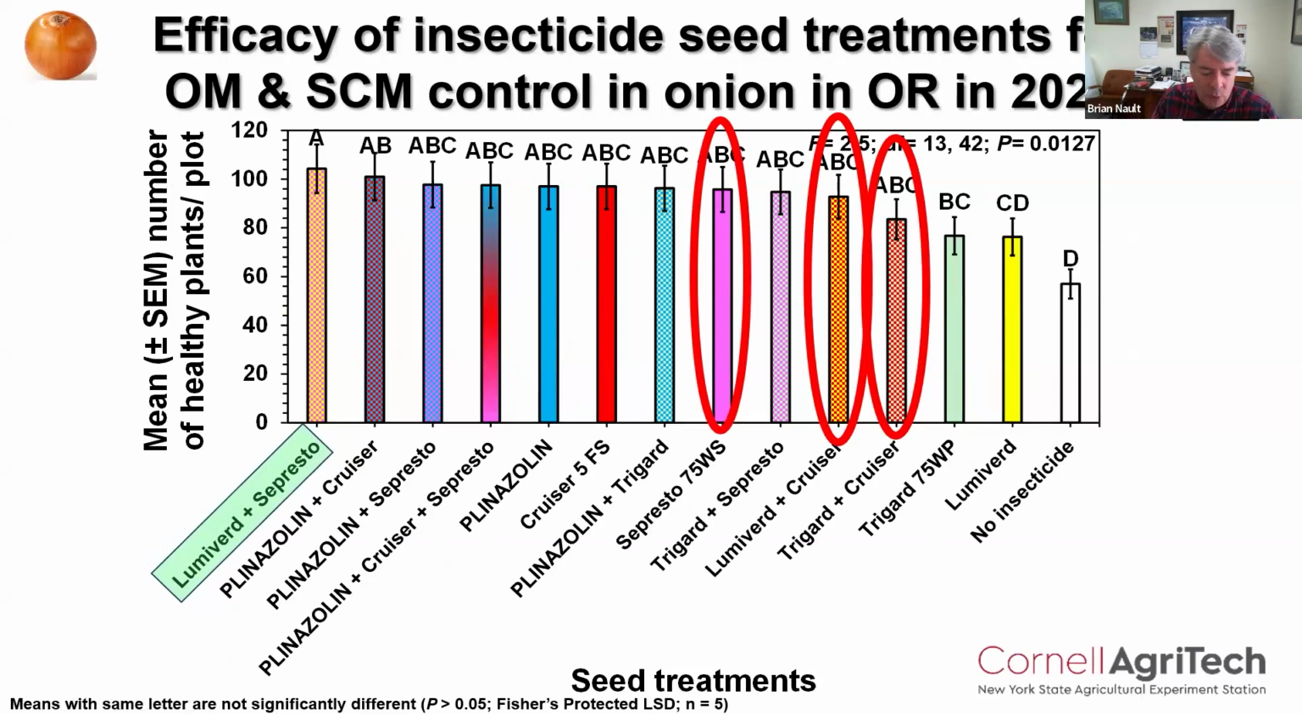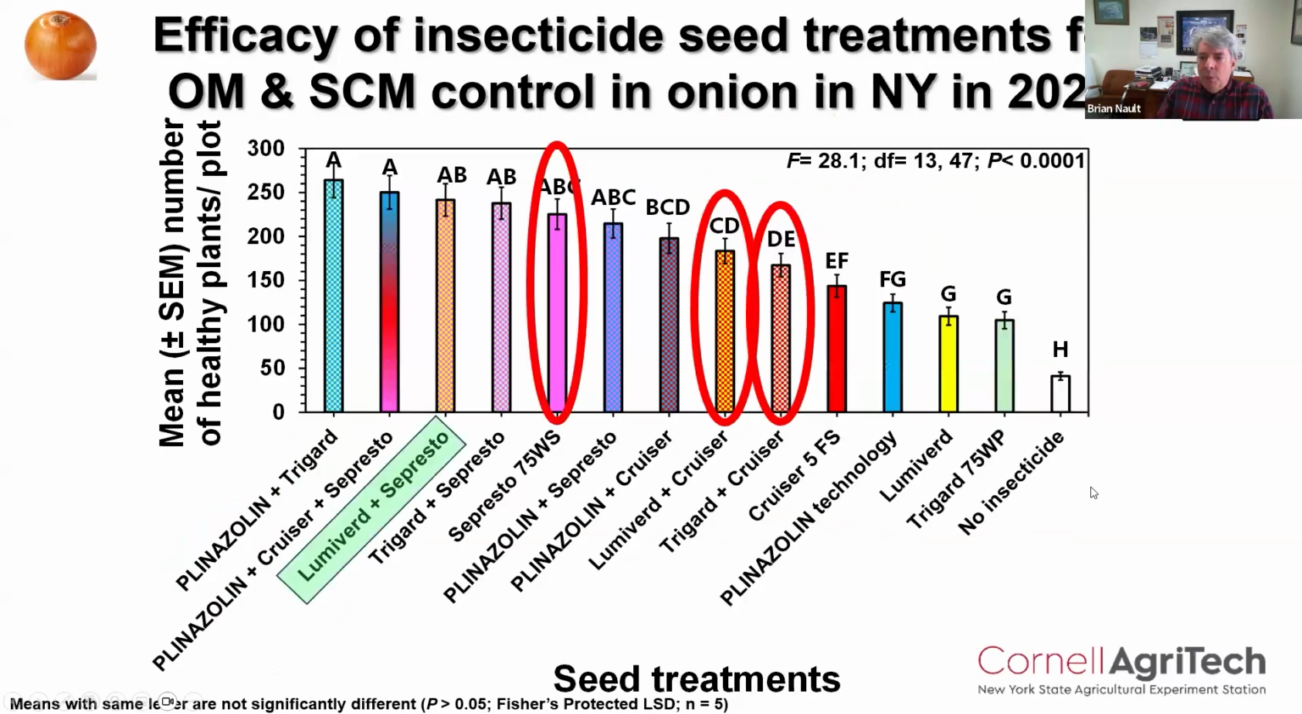Moving on now to results from Oregon. And here, the no insecticide control did have significantly fewer plants compared with some of the better treatments, but only about a 30 to 40% reduction. So not really high pressure. And of course, they had both species of maggots at that location. Again, at least numerically, ranked number 1 is Lumivert plus Suppresto, but it didn't differ statistically from most of the other treatments, including our more commonly used ones in our part of the world, Suppresto by itself, Lumivert and Cruiser, and Trigard and Cruiser.